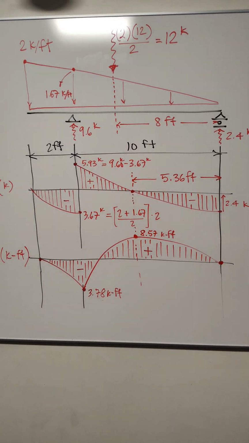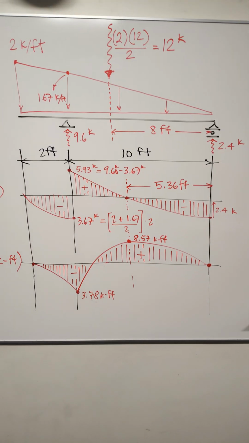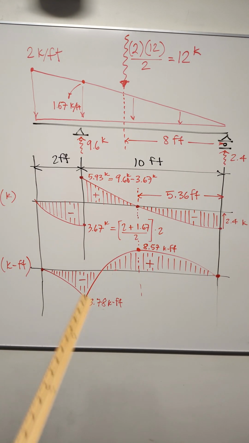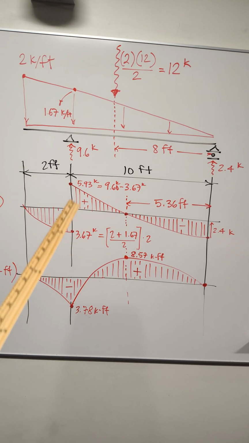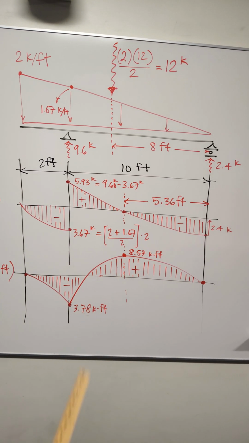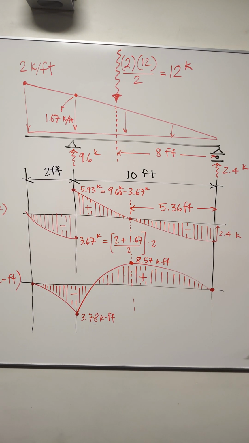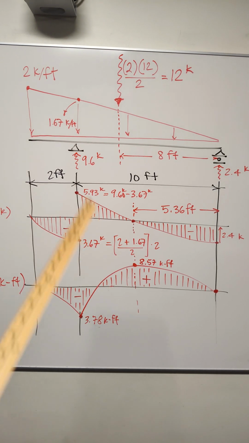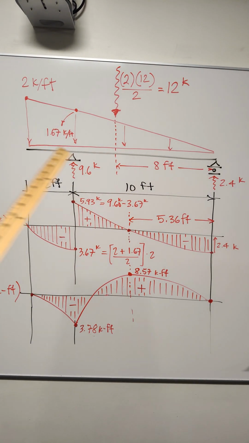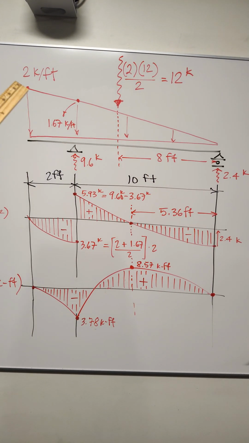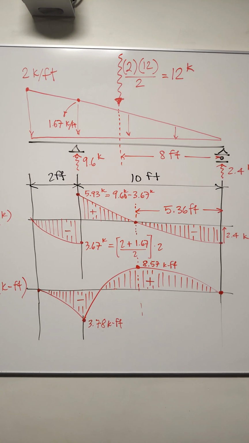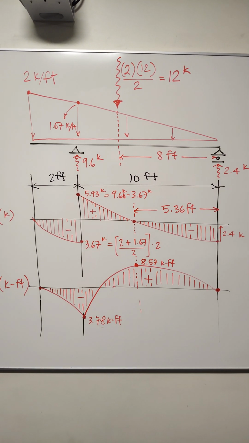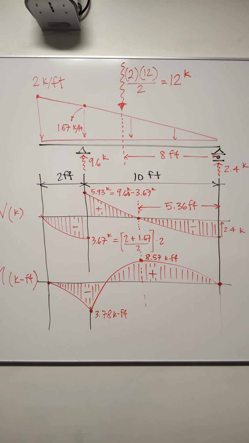So stepping back a little bit, we can see the value of the minimum bending moment, maximum bending moment, shear, and all the diagrams here of this problem, which is a simply supported beam with a left cantilever and a triangular distributed load. If you have any questions, please let me know in the comment section.